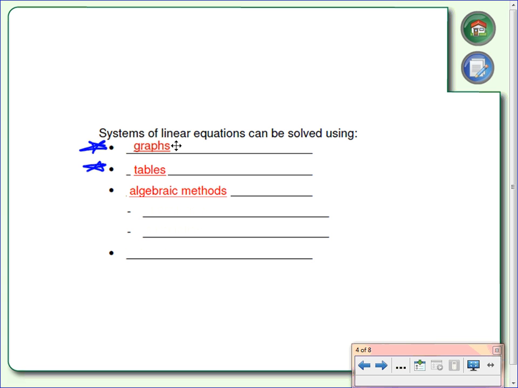DJ, you writing all this down? Make sure you're following with algebraic methods.